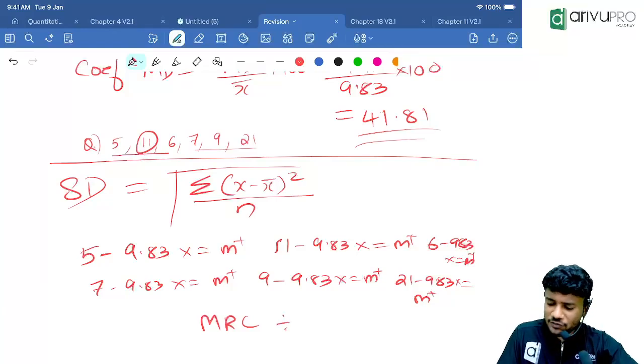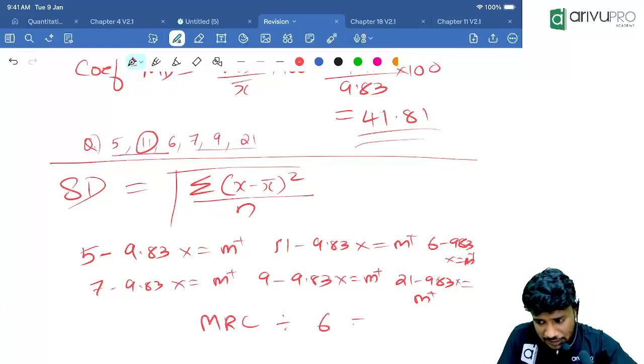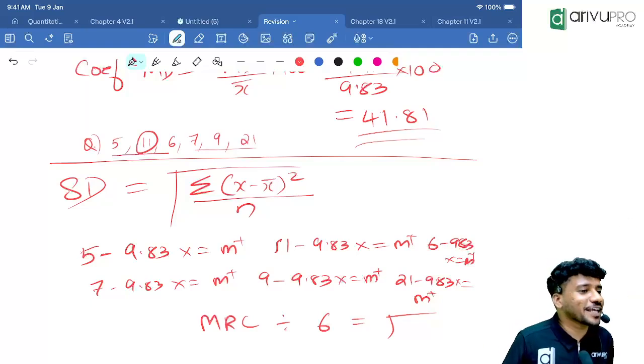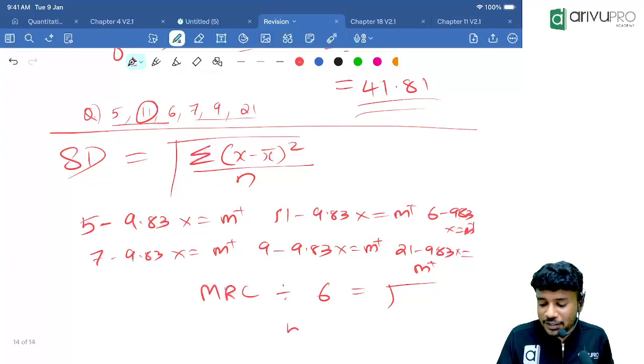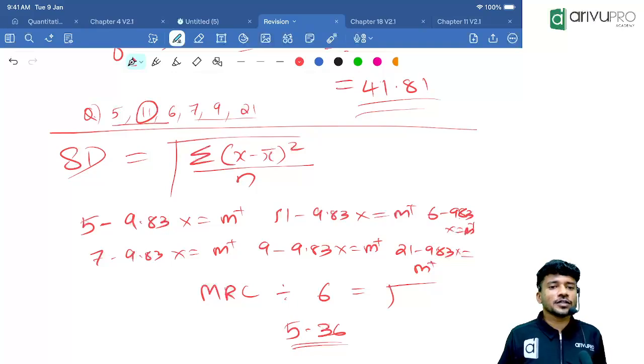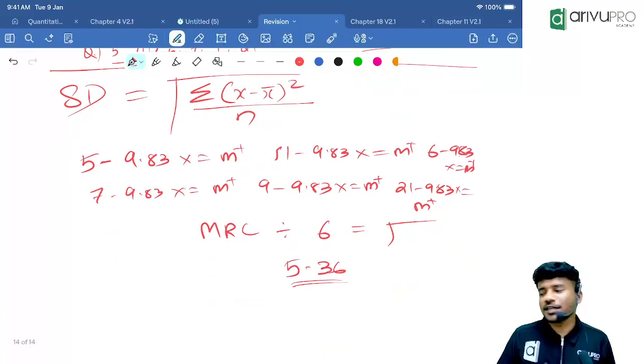Then divide it with how much? 6. Then click equal to, then click which button? The root button. How much are you getting? 5 point? How much? 5.36. Yes. So that's how you found standard deviation. How to find variance? What is variance? Square of standard deviation. Into equal to, you will get the standard deviation square, that is variance.